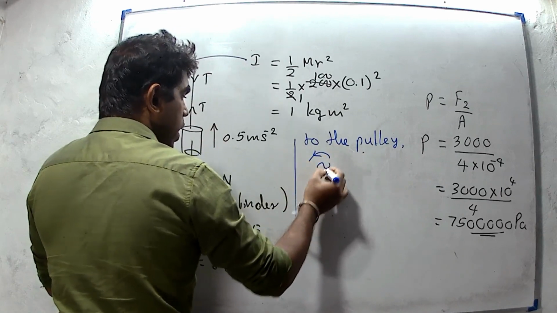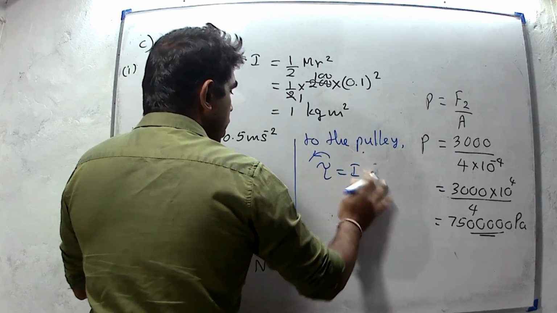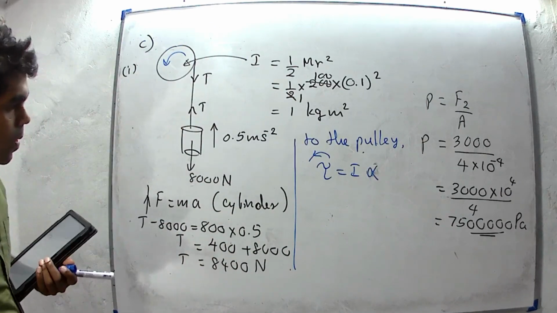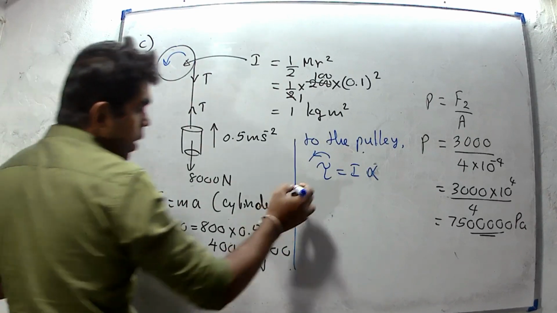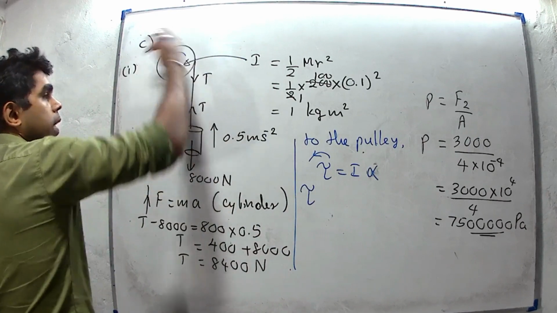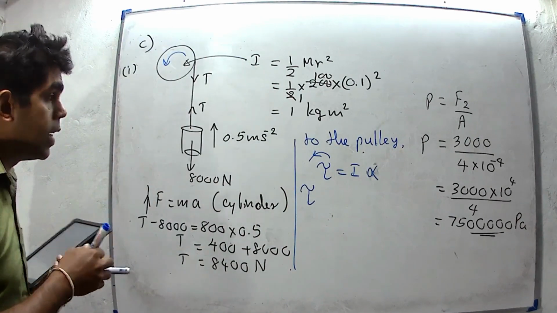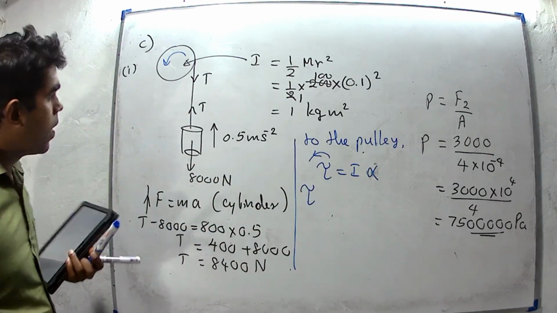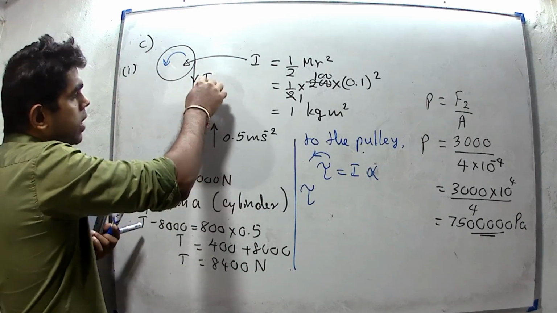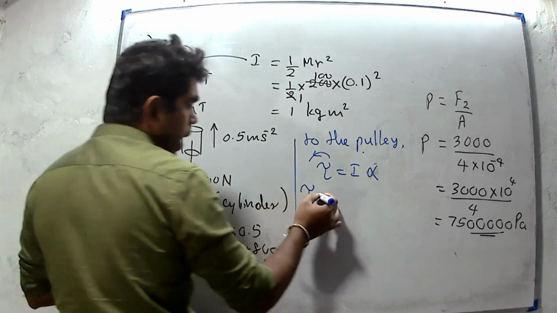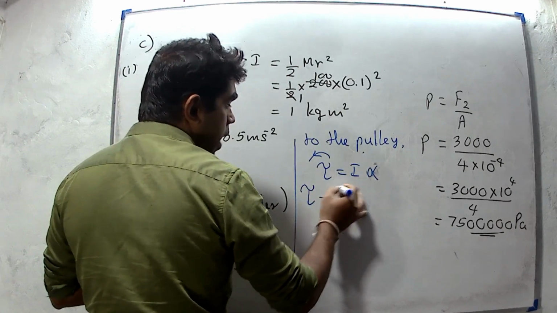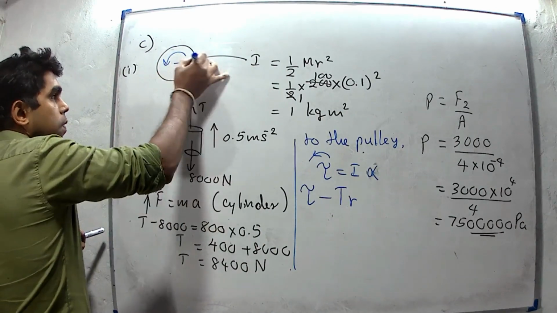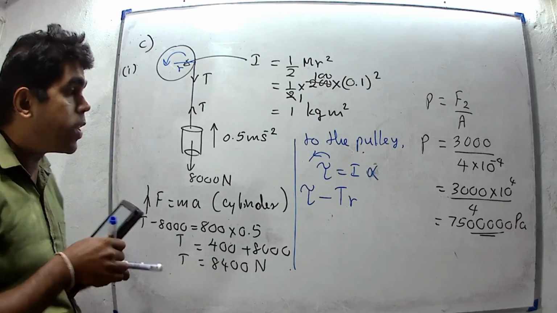We can use tau equals I alpha in the counterclockwise direction, because the pulley is rotating counterclockwise. Now we have to give a torque tau to rotate the pulley counterclockwise by using the electrical motor. We have to find this tau value, and there is an opposite torque due to the tension. Then we have to subtract the torque due to tension, which is tension multiplied by radius, force into perpendicular distance. It is the opposite torque.